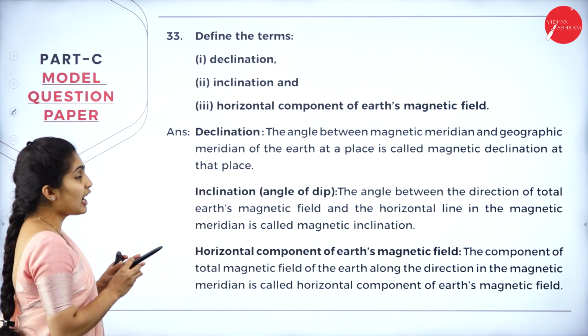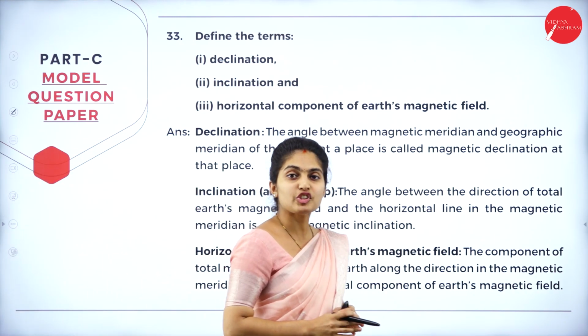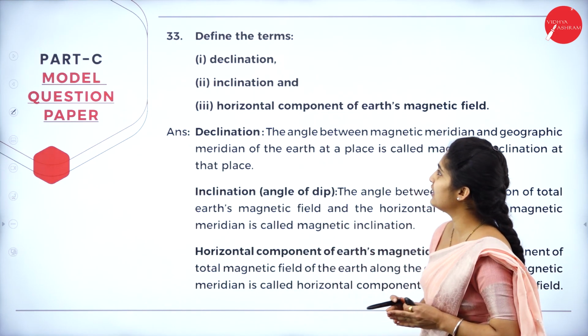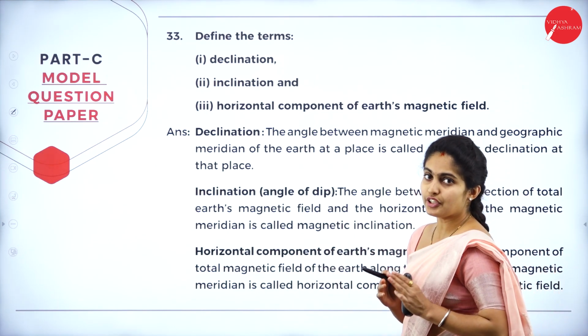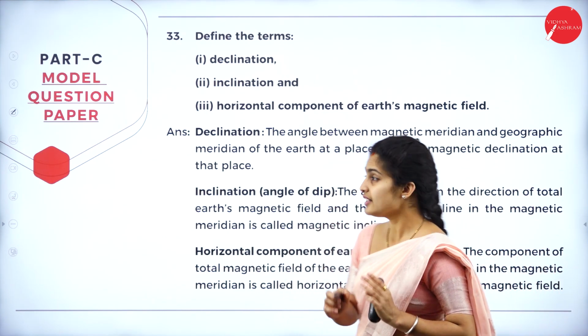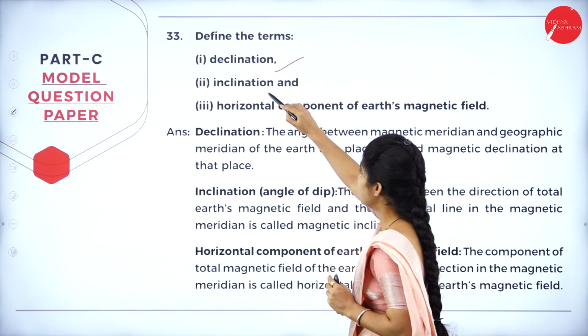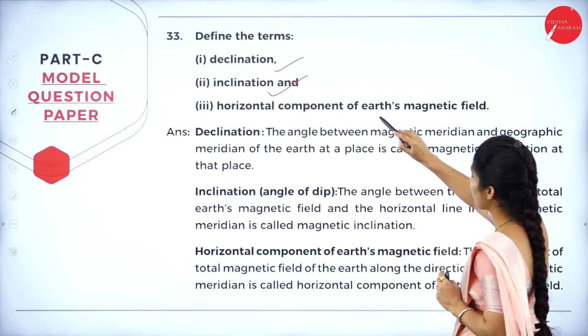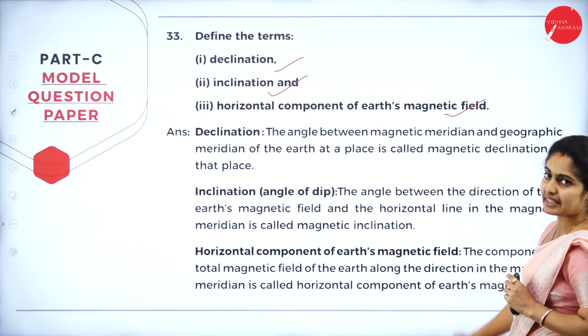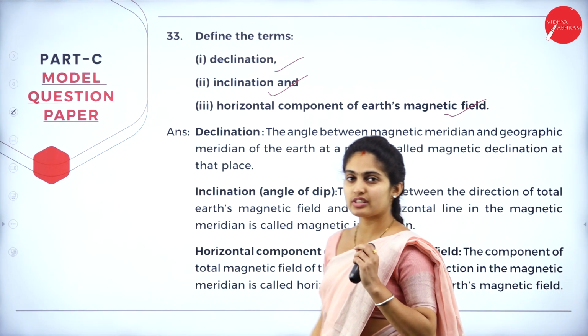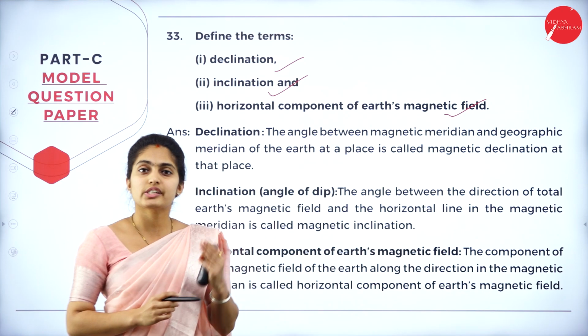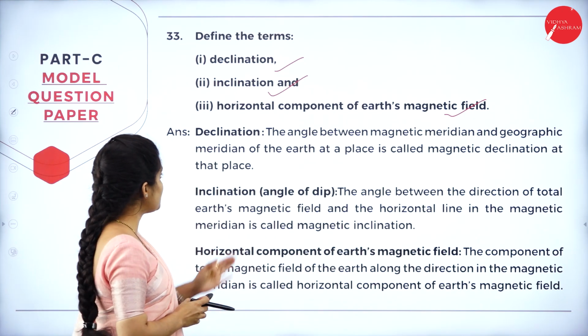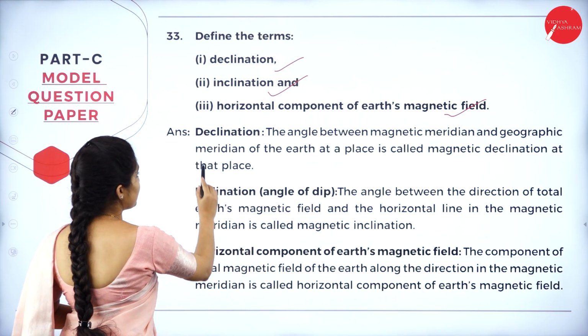Next is, we have to define the terms. This is from the chapter Magnetism and Matter. Here we will have to define 3 of the magnetic elements of the earth, that is declination, inclination as well as horizontal component of earth's magnetic field. Okay, what is the horizontal component? Those 3 also have got some definitions. Those definitions are given below.